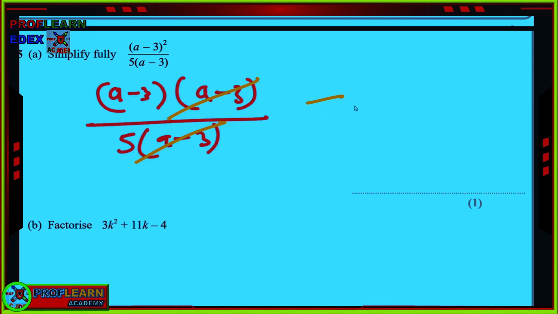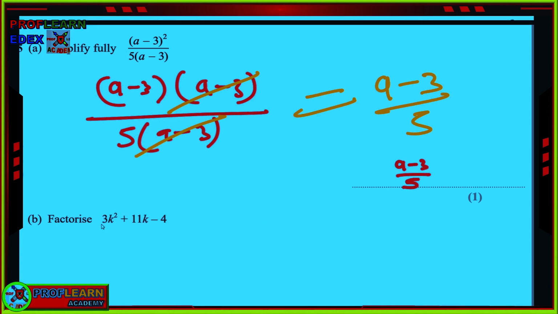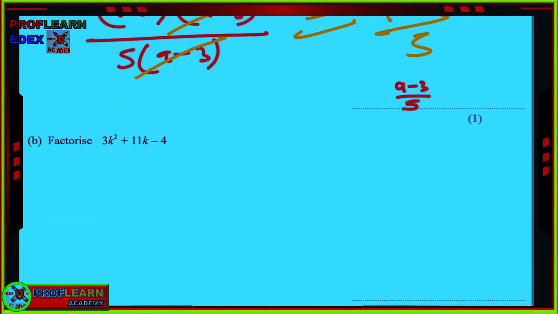So this one is going to become what? A minus 3 over 5 as the answer we are supposed to give in this case. Now, a question to do with factorize. You will not miss a question like that.